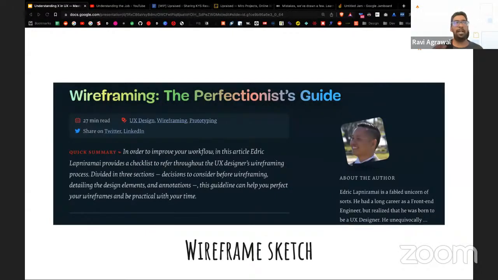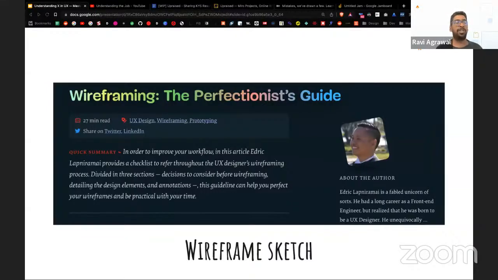And this is the title of the guide, Wireframing the Perfectionist Guide. It will help you understand what you really need to get wireframing right. It tells you what you need before you start wireframing, what common mistakes people make while wireframing, and how to deliver wireframes and get feedback on them.